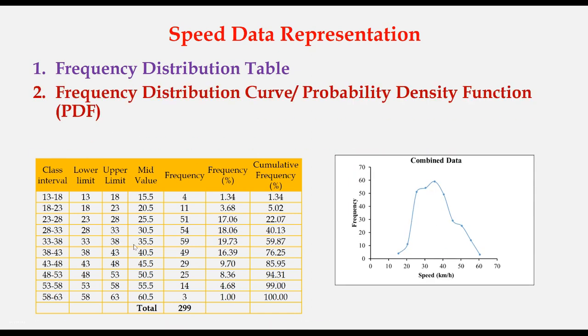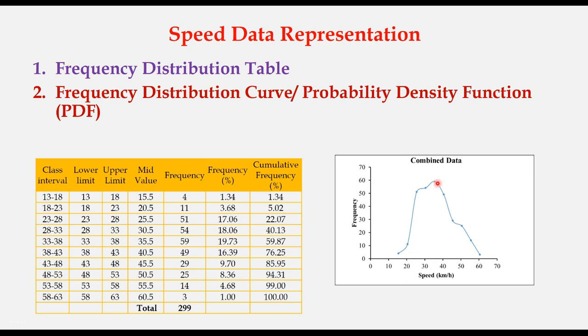It can be in the form of a frequency distribution curve, or you can say simply a probability density function, which looks like this. On the y-axis you have frequency, that is this table, this column, and on the x-axis you have the speed. This will give you the distribution of speed, and it will also give what is the speed at which the maximum number of vehicles are moving.